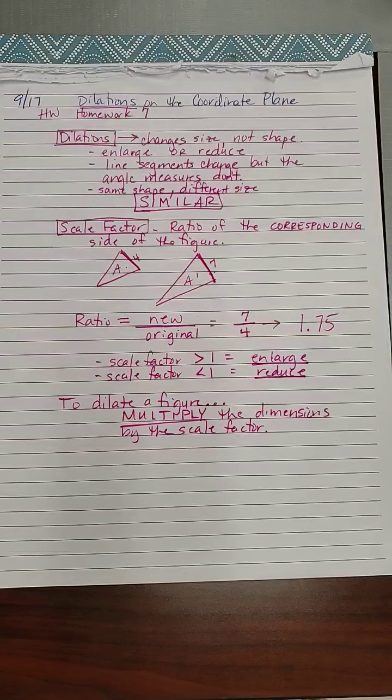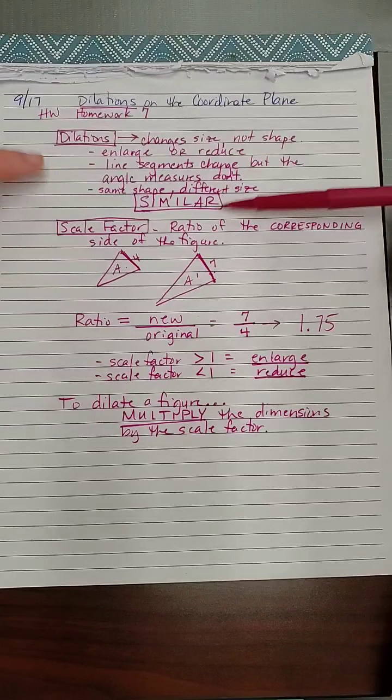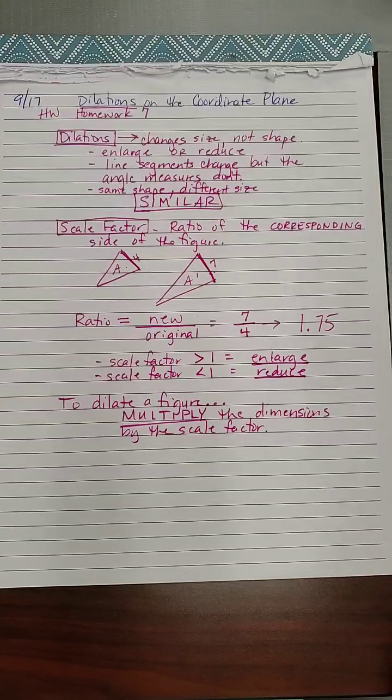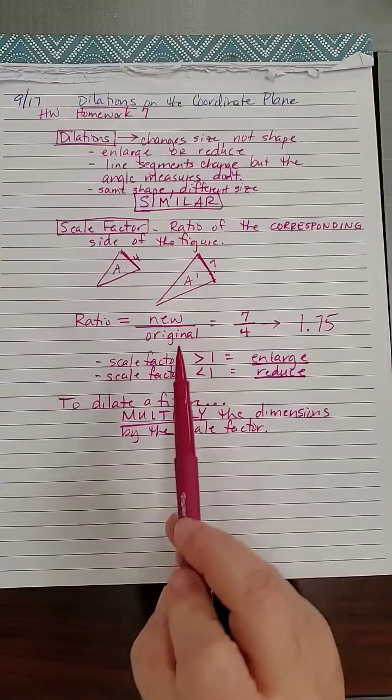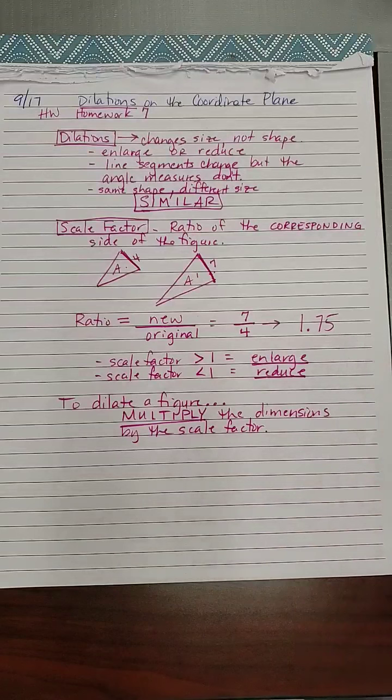All right, so this is all the stuff that we reviewed yesterday. Again, as you're watching the video, you can stop, rewind, catch up. So, again, dilations are transformations that are similar, not congruent, because they get bigger or smaller, but the shape does not change. I know we need the scale factor to know how much bigger or smaller it gets, and our scale factor is a ratio. And we need corresponding sides, so we want the sides that match, but we're always going to put the new over the original and simplify if we can.